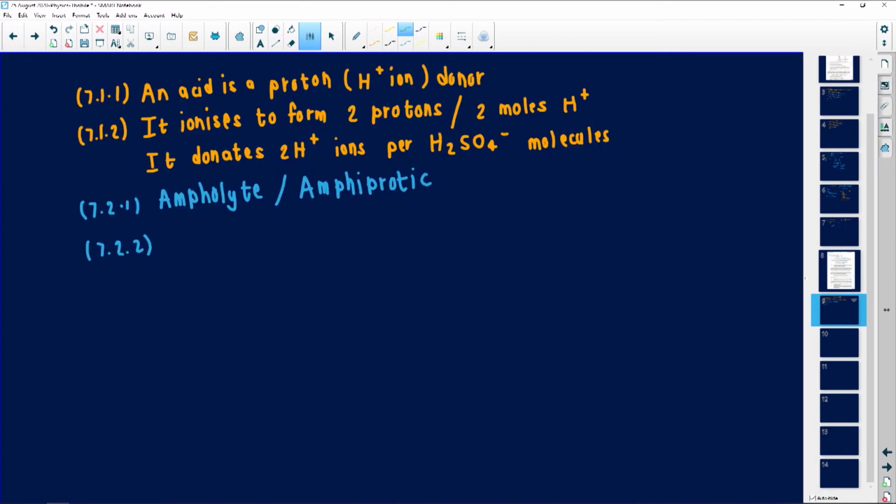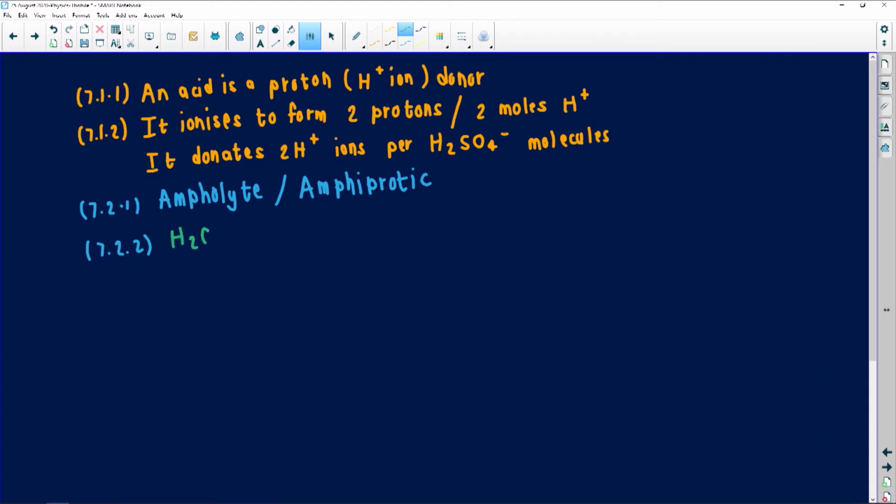So let's just write down what the examiner would have wanted us to write down. So the conjugate acid is H2CO3.